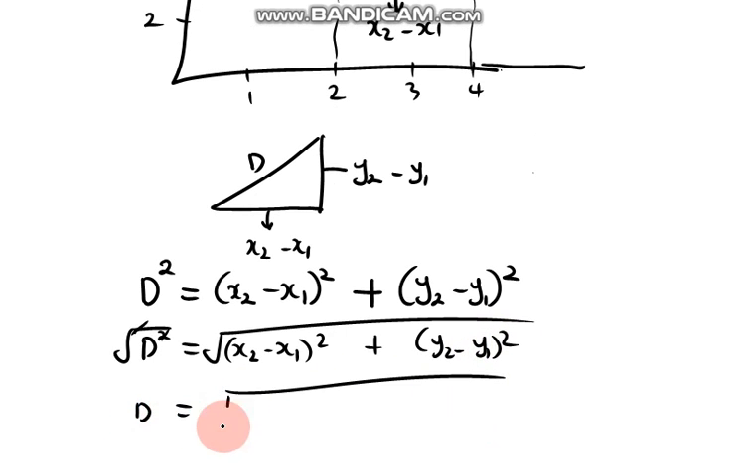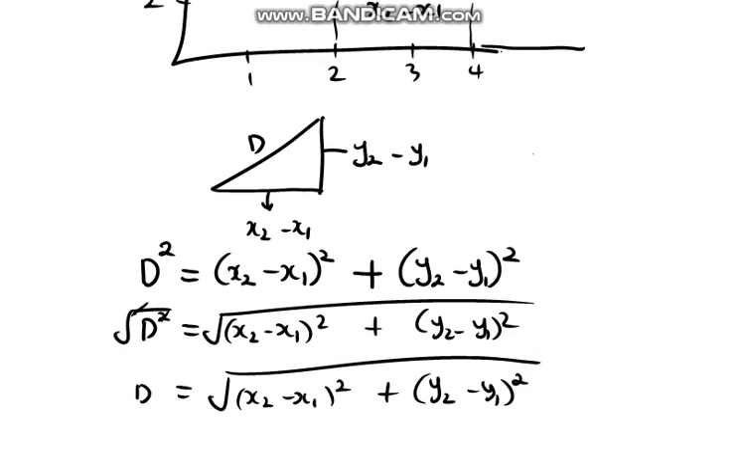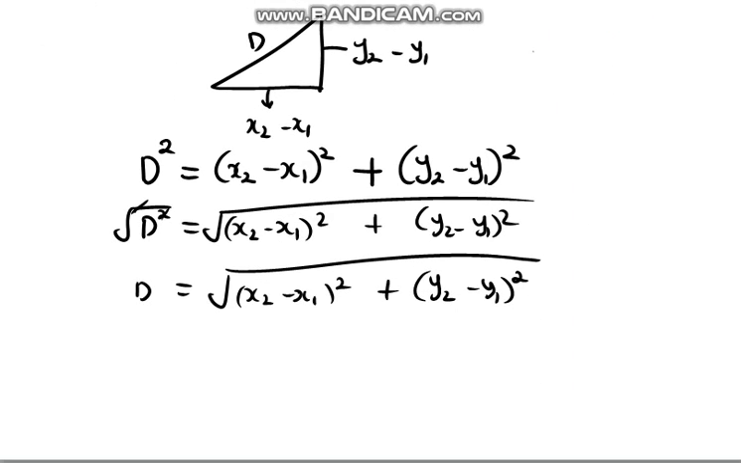Now the distance d becomes the square root of x2 minus x1 all square plus y2 minus y1 all square. Very important. So we have gotten the formula for calculating the distance between 2 points in space. Now let's look at a typical question here.